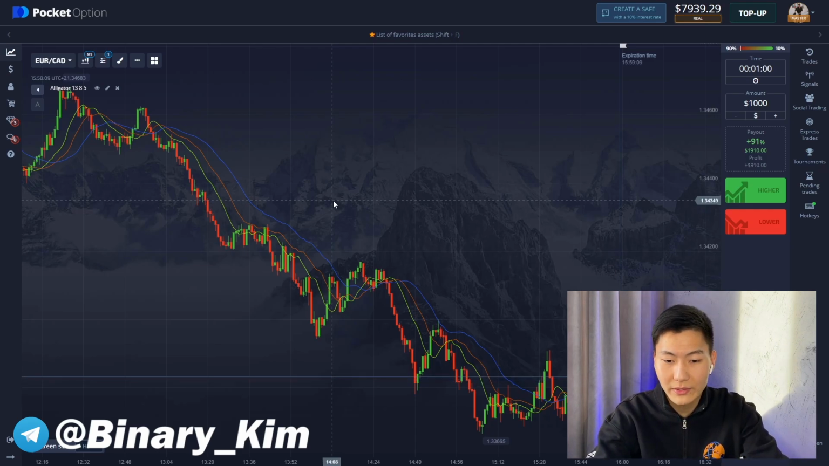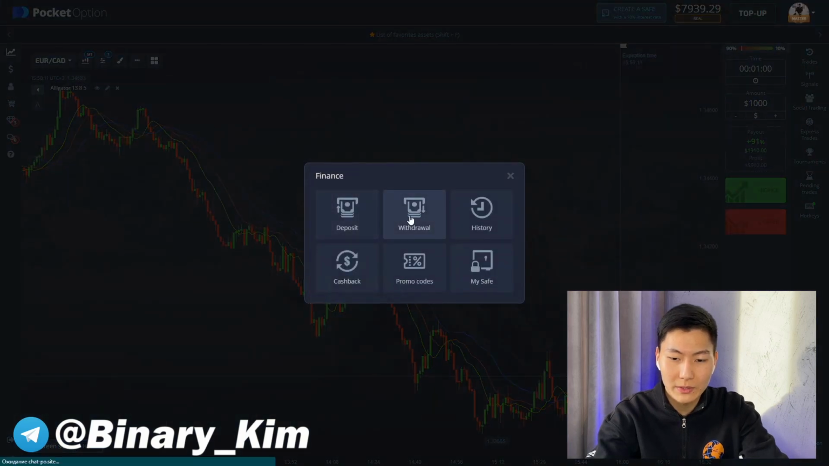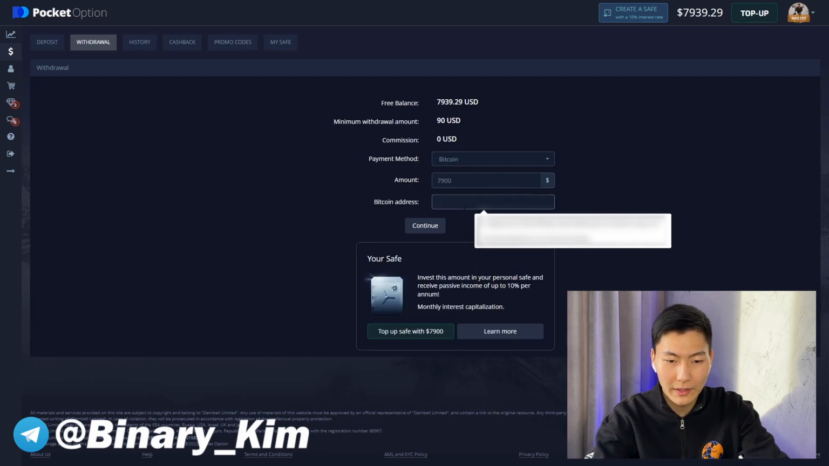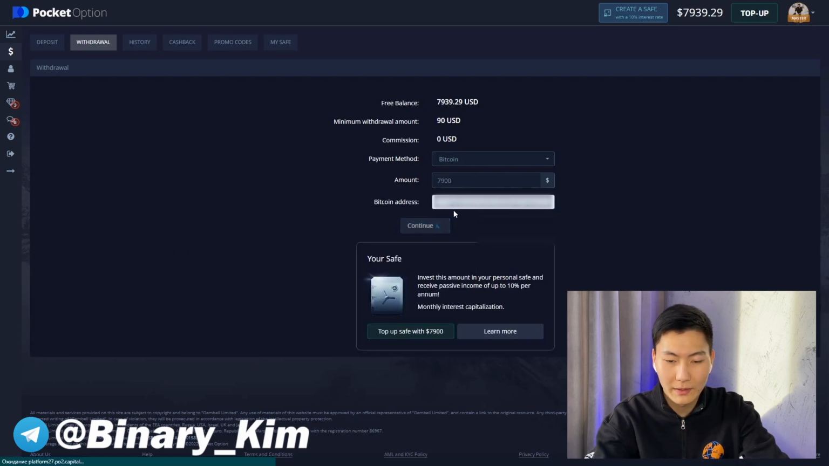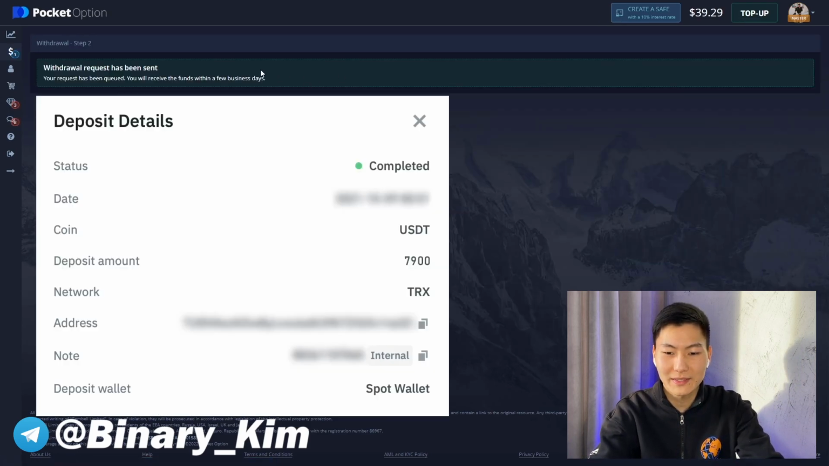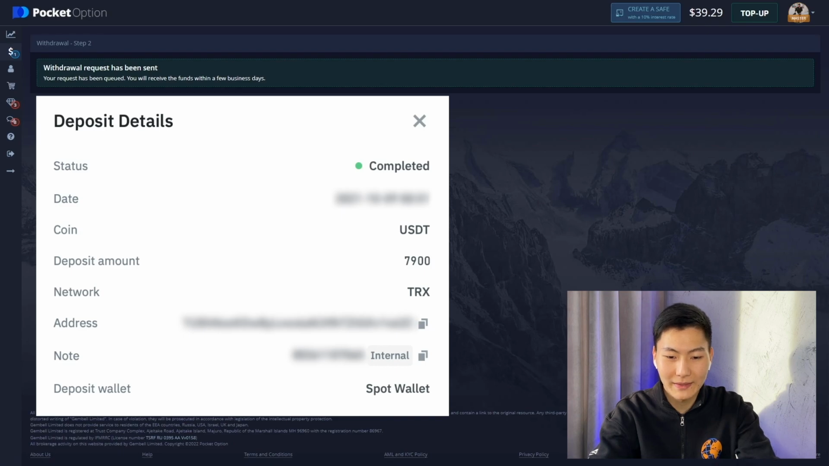And let's withdraw the money. I withdrew $7,900 to a Bitcoin wallet and pressed the continue button. So our transaction has been processed. I will attach the screen where it's done.